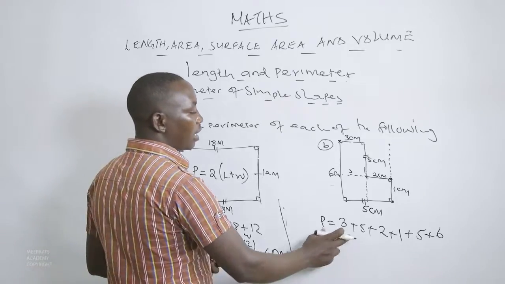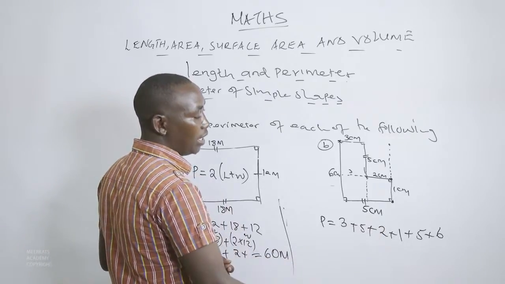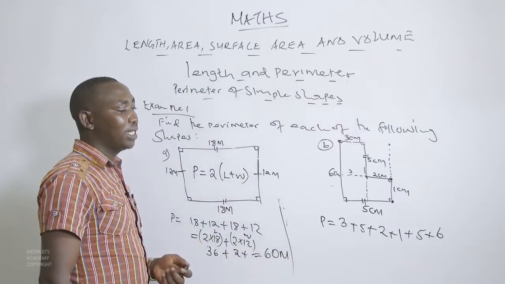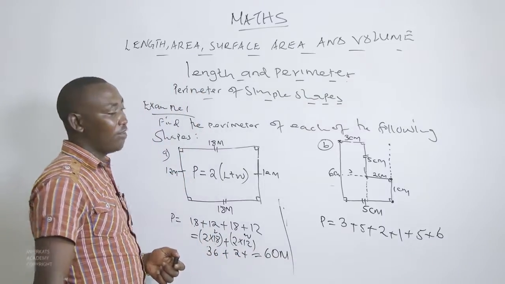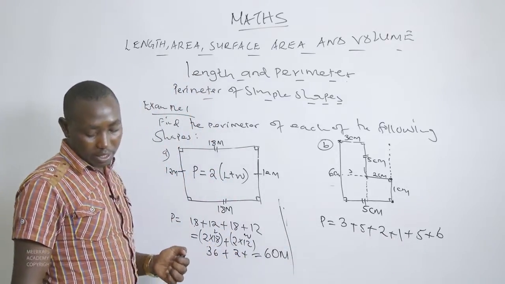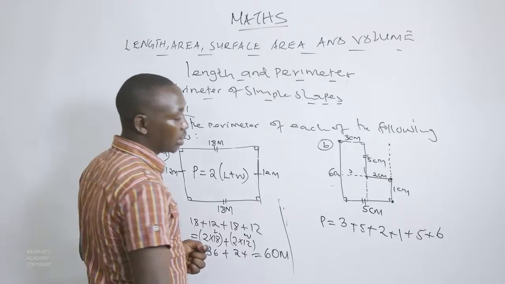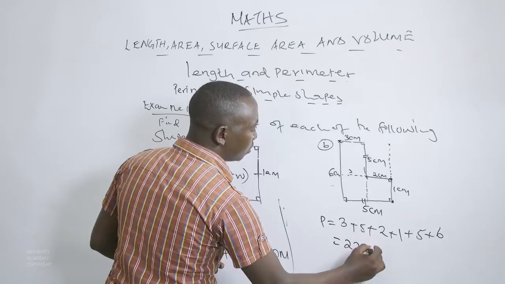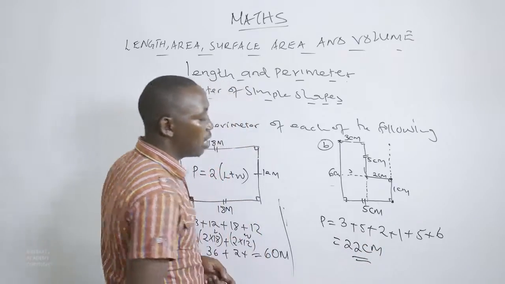Now when you add 3 plus 5, that will be 8. 8 plus 2 is 10. 10 plus 1 is 11. 11 plus 5 is 16. And 16 plus 6 is 22. So this shall be 22 centimeters.